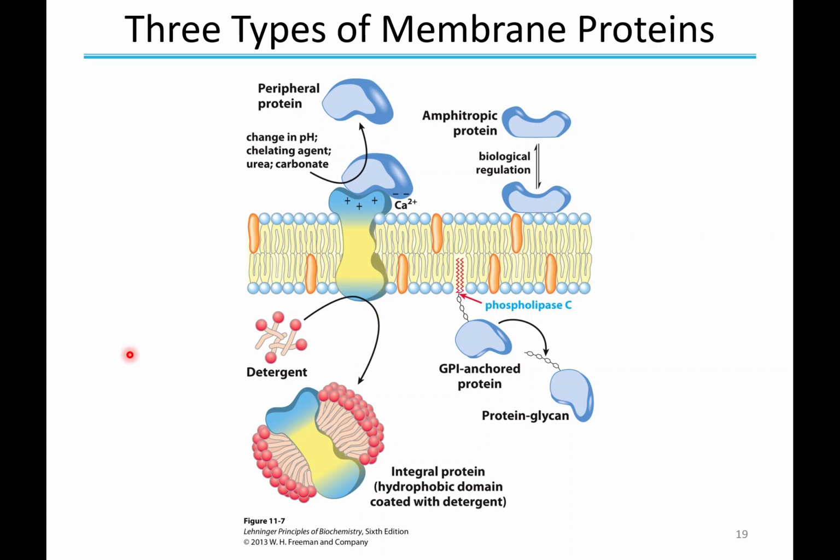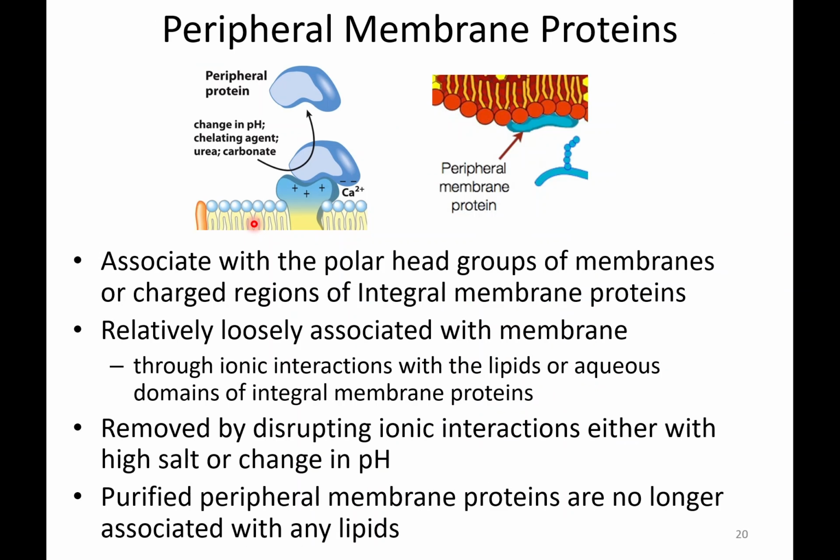This is the figure from your book showing membrane proteins. Okay, we're going to look at these in a little bit more detail. Okay, peripheral membrane proteins. They associate with polar head groups of the membranes or charged regions of integral membrane proteins. So in this example, we have a positive charge region of this integral membrane protein, and this peripheral protein is associating with that. Okay. They're relatively loosely associated with the membrane through ionic interactions with either the lipids or the domains of other proteins.